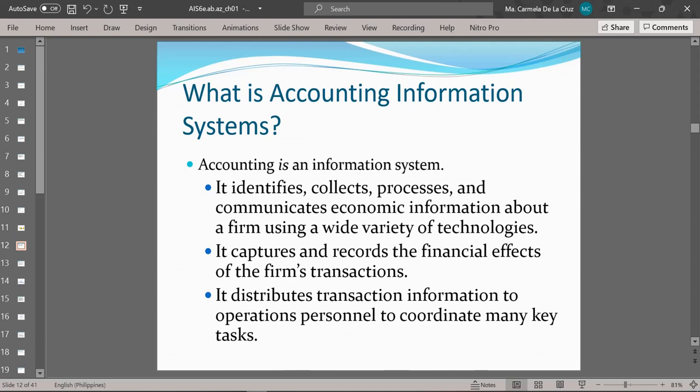So, sabi, based sa definition ng system, tsaka sa definition ng information system, accounting daw is an information system. Why? Because it identifies, collects, processes, and communicates the information about the firm through the use of technology. It also captures and records the financial effects of the firm's transactions. It distributes transaction information to users. So, just definitions na default. Bigyan natin yan ng magandang discussion dito sa PDF.